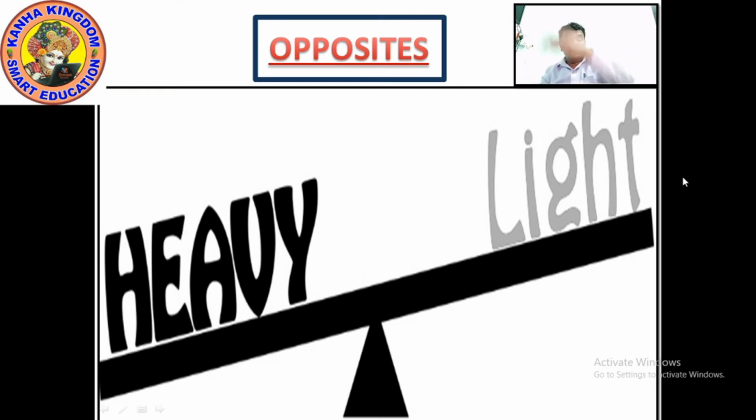The same way, this is a balancing rod. In that rod, the lighter thing goes up and the heavy things come down. So opposite of heavy is what? Opposite of heavy is light. And opposite of light is what? Heavy. Heavy, light. Light, heavy.